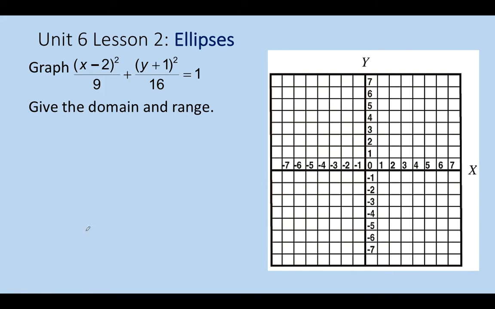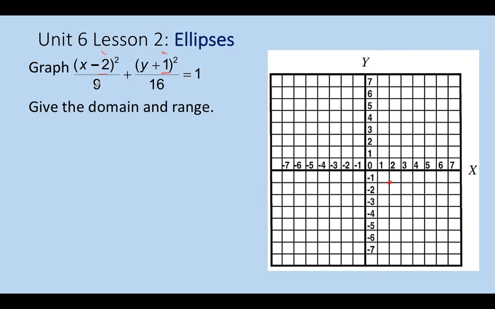Last one. We've got something that's already in the form, but now we see that we've got a shift. And we can treat this just like everything else that we've shifted. This is our h value, this is our k value. It's going to be the opposite of the sign. So the center, instead of being at the origin, is going to be at positive 2, negative 1. That should be very familiar to you at this point.